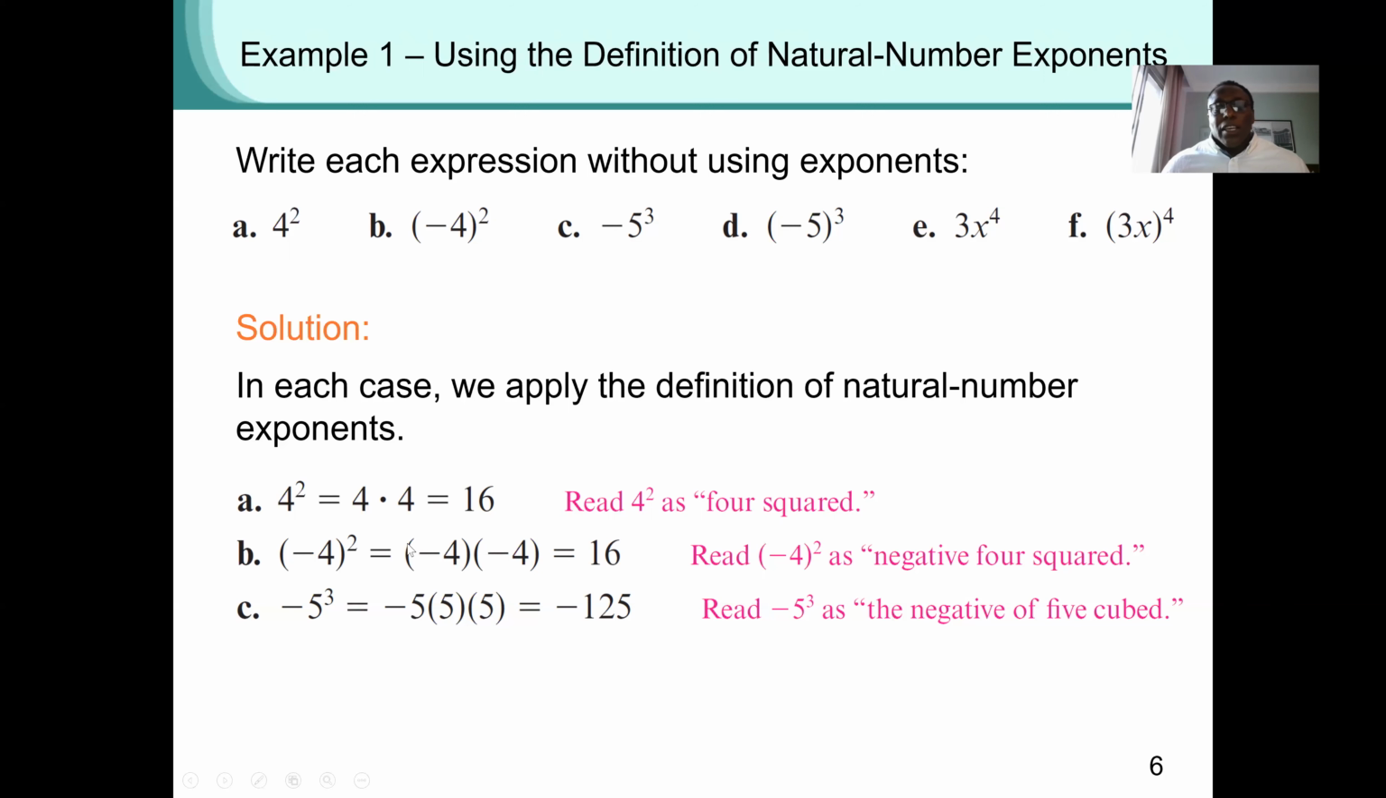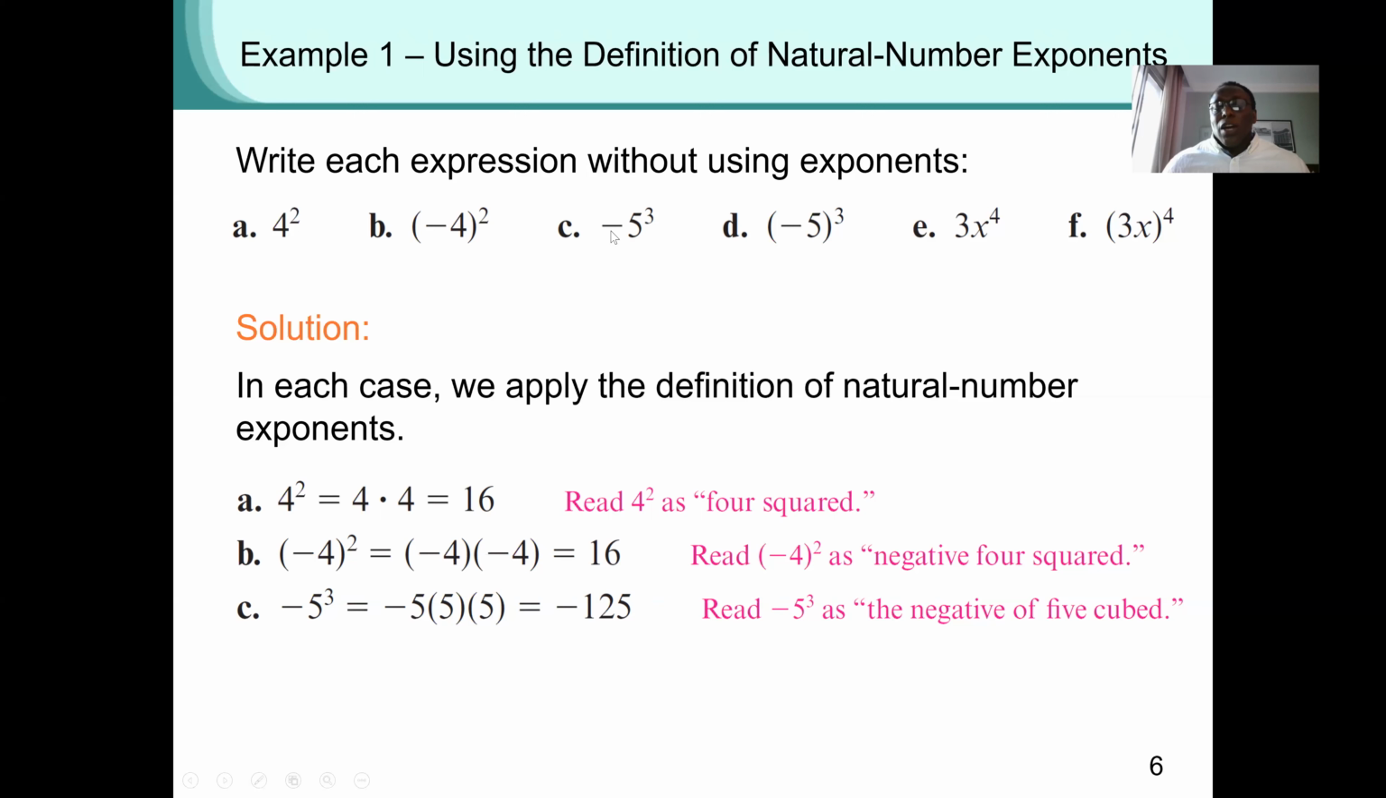So this means, again, negative 4 all squared. Again, the negative is inside the parentheses, so the power affects it. So this is the same as writing negative 4 times negative 4. So negative times negative will give me positive. 4 times 4 again is 16.